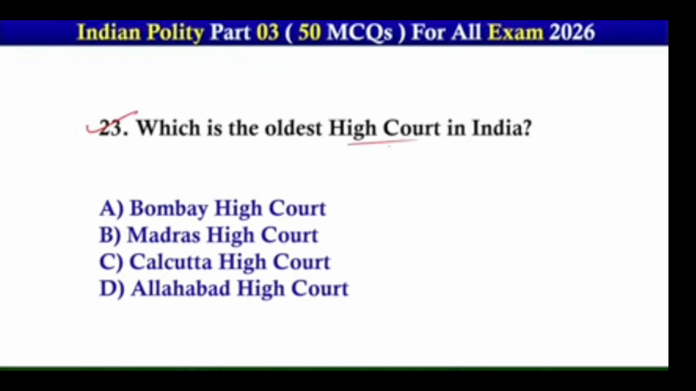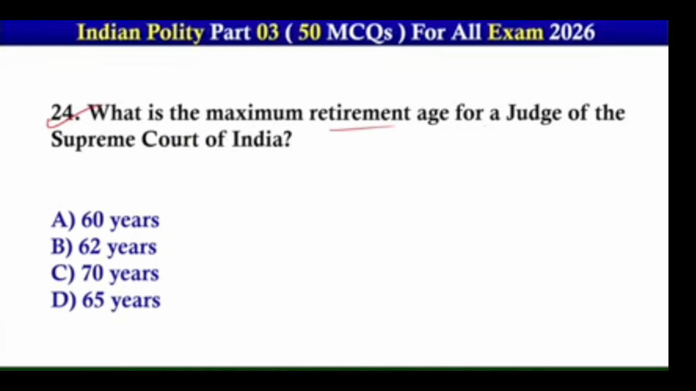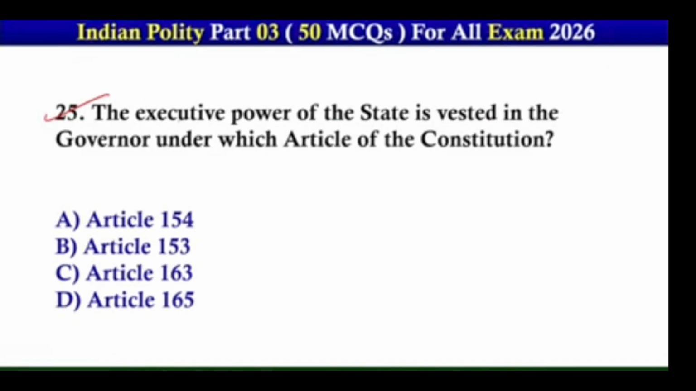23. Which is the oldest High Court in India? Option number C, Calcutta High Court. 24. What is the maximum retirement age for a judge of the Supreme Court of India? Option number D, 65 years. 25. The executive power of the state is vested in the governor under which article of the Constitution?